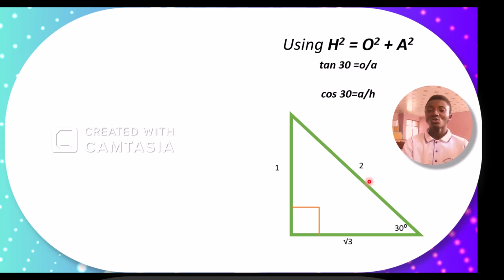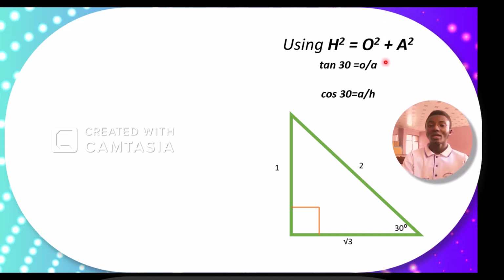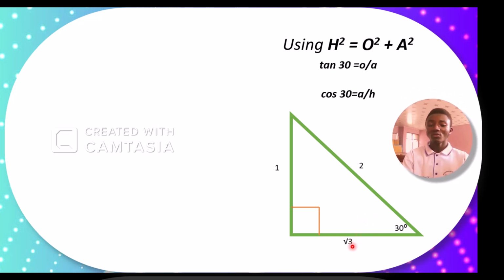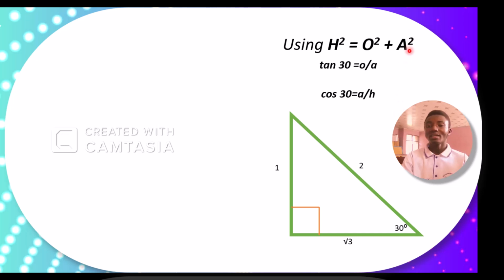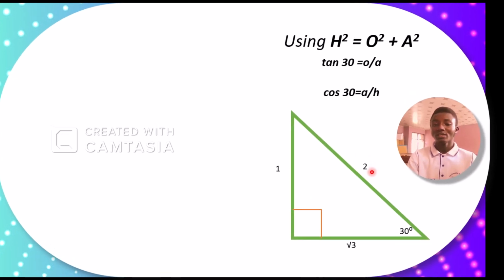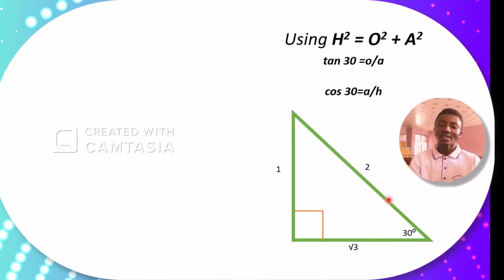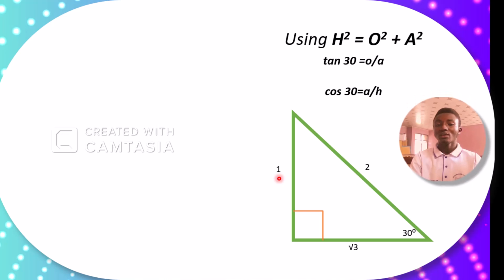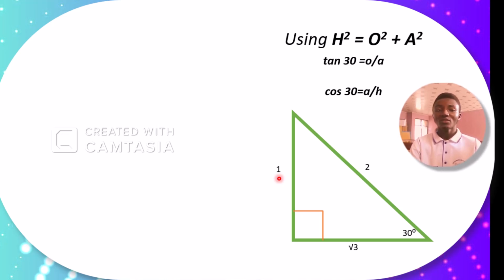So we have the hypotenuse squared equal to the opposite squared plus the adjacent squared. The reason why we have the root 3 here is because we made the adjacent the subject and substituted the values. Where there is h, we just substitute 2. Don't forget this side is the hypotenuse, and the 2 represents the hypotenuse, and this side is the opposite, where the 1 represents the opposite.